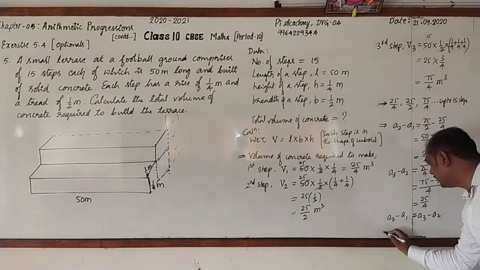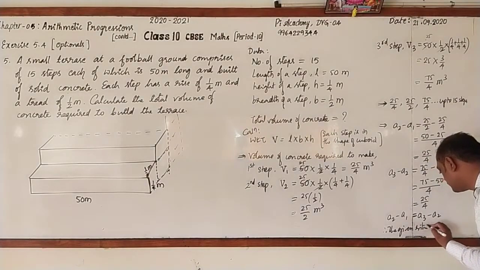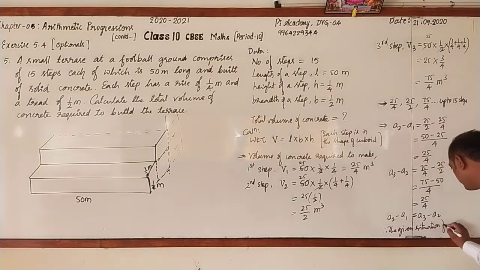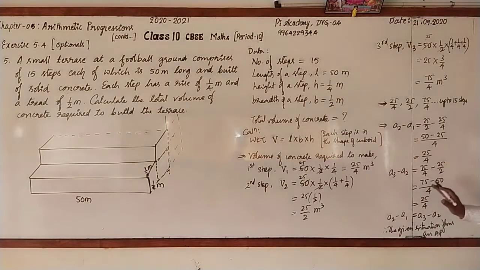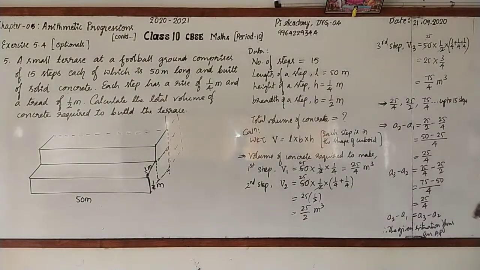Therefore, the given situation forms an AP. Got it? If it is so, now we have to find out the total volume. Let's go for finding the total volume.